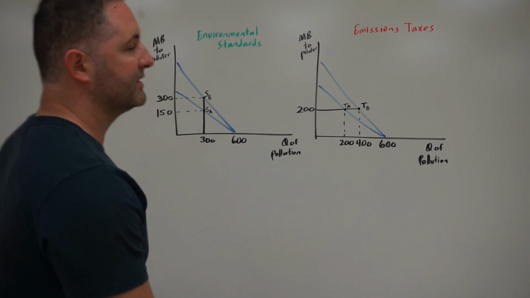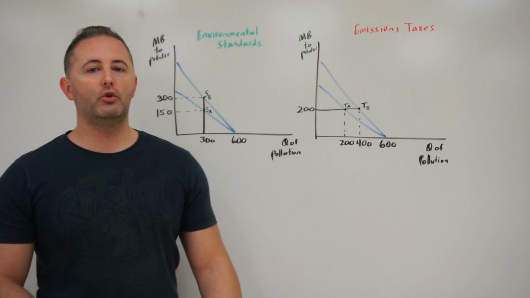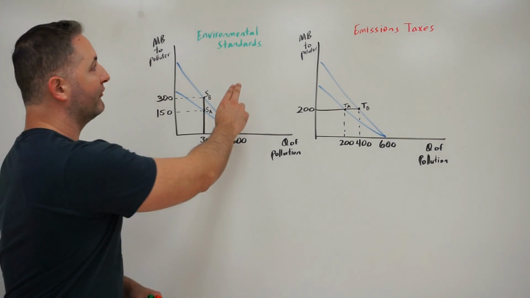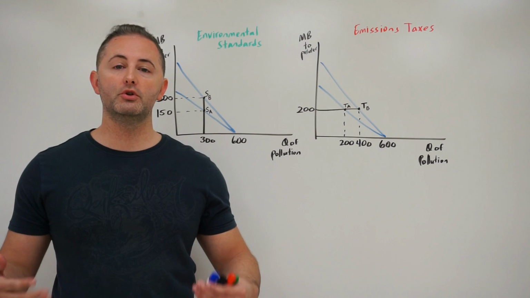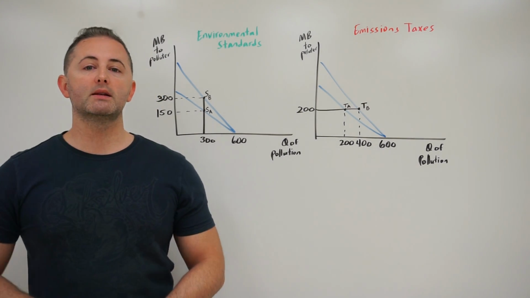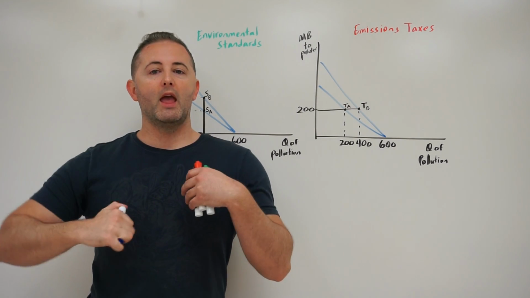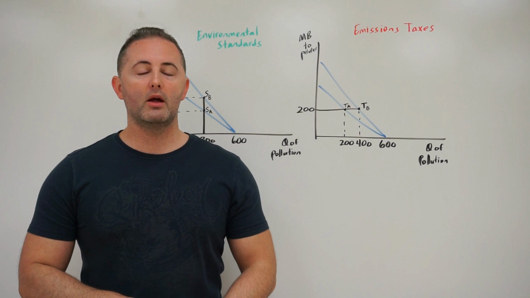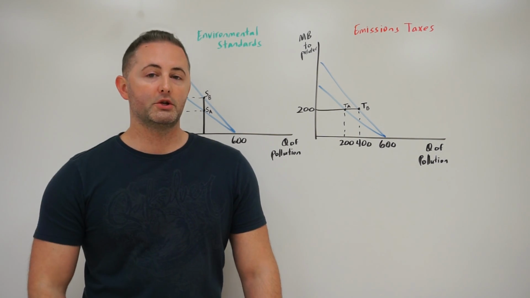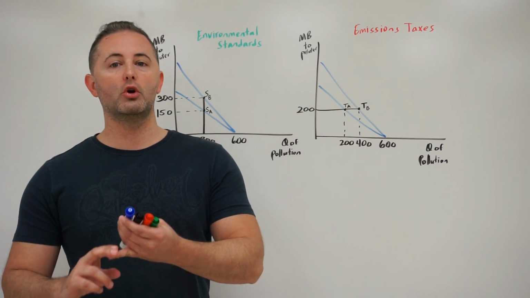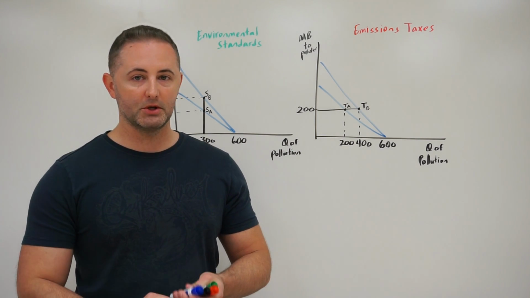Alright guys, welcome back. In this video we're going to look at what government can do, what types of policies we compare, environmental standards compared with emissions taxes, when it comes to trying to reduce pollution. As we've discussed, polluters, if left to just the market devices without any sort of regulation or tax being placed, are going to pollute too much, at a point where the marginal social cost is greater than the marginal social benefit.